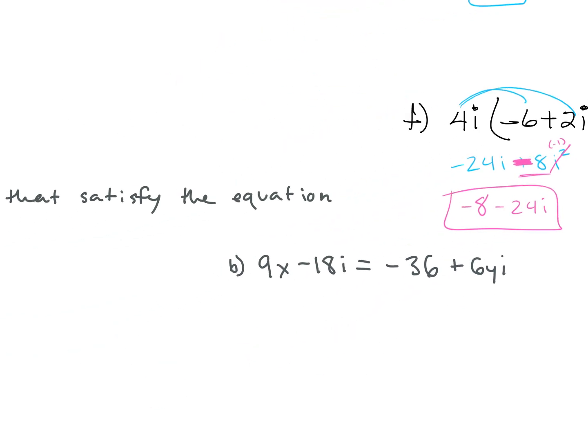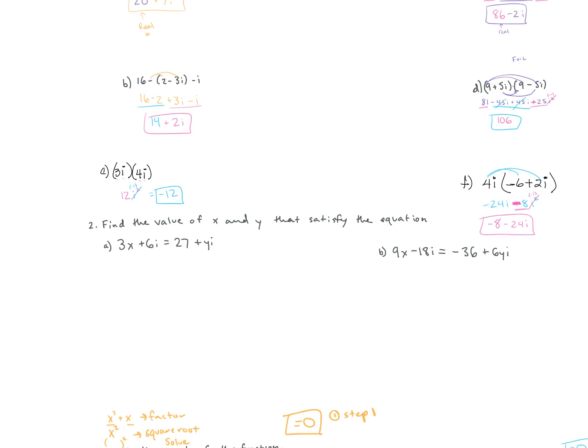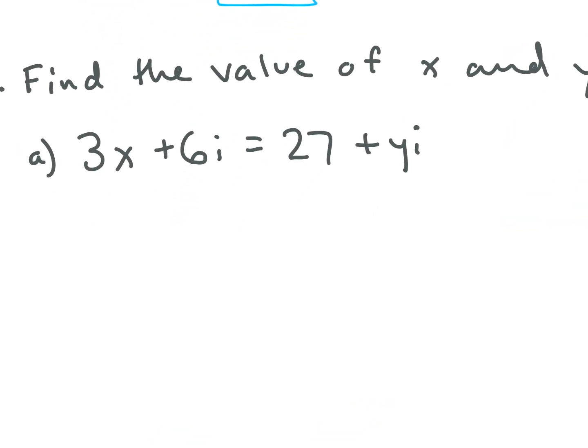There. And then for the last two, to find the value of x and y that satisfy the equation, we just want to set our real parts equal to each other and then the imaginary parts equal to each other. So here we have 3x is equal to 27. How would I solve for x? Divide by 3, so what does x equal?